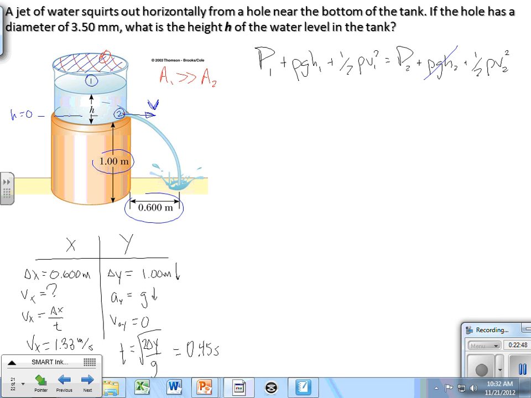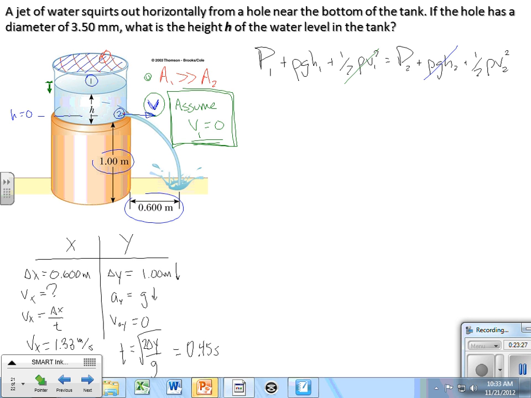What we assume in this case, if this is true, is that v1, not v2, v1 is 0. If it's a big, huge opening, especially compared to a little tiny opening, assume that this water level really does not drop with any non-negligible speed. It's so slow we can assume it's 0, especially compared to this speed. All right, so we get to get rid of v1.